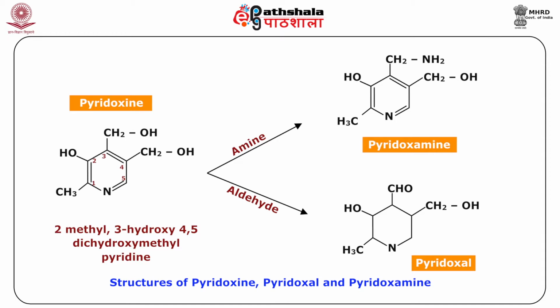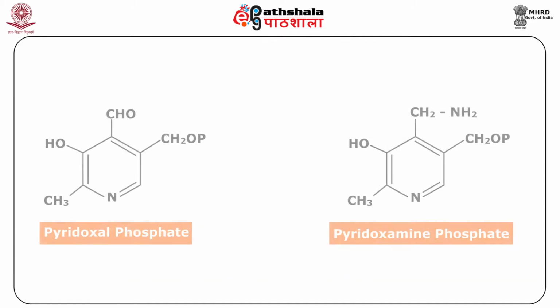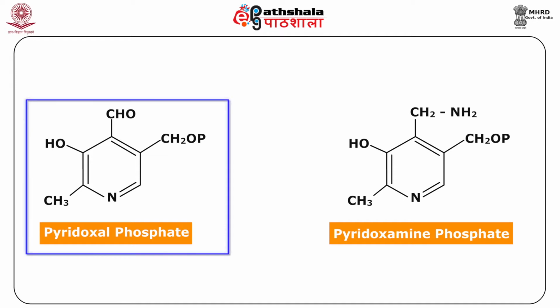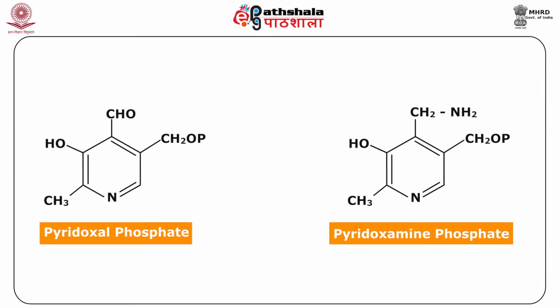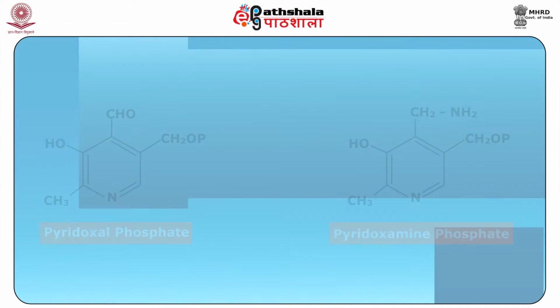Now students, I would like you to pay attention to the active forms. Active forms are phosphate esters such as pyridoxal phosphate and pyridoxamine phosphate. The coenzymes are formed by phosphorylation by the enzyme pyridoxal kinase using adenosine triphosphate. Here you can see the phosphorylated forms of pyridoxal and pyridoxamine.